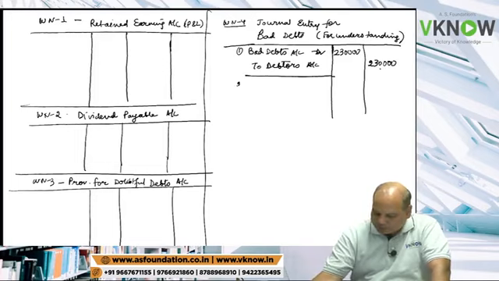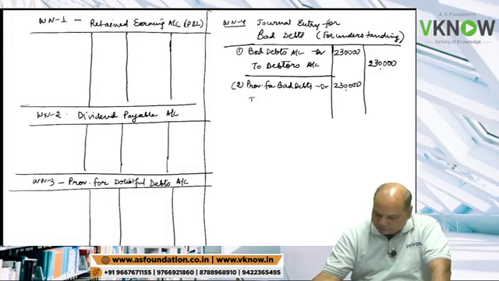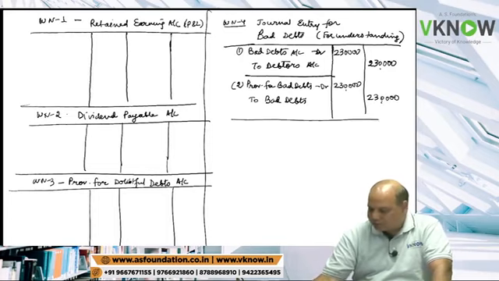And second entry we had passed provision for bad debts account debit 2,30,000 to bad debts account 2,30,000. I will require it later.